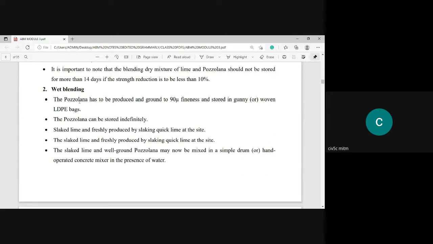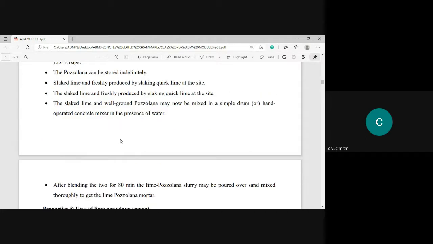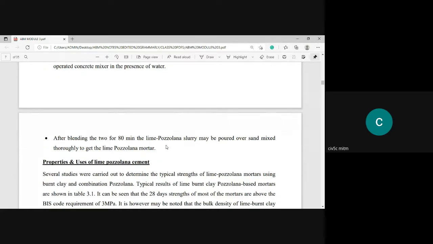Now this wet blending you can go for only when you're going with the construction activities. When you start the construction activity, at that particular instance, you can go with wet blending, because you cannot store the wet blending. Please note this point. Once you start the construction activity, at that instance, you can mix the calcium hydroxide, the well-ground pozzolana and the water properly, and later pour the sand, and you can prepare the good lime pozzolana cement mixture or mortar, I can say.